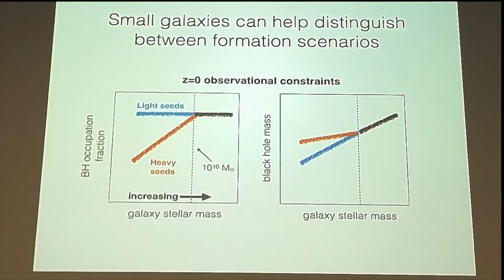And we also expect to see differences in the black hole mass versus galaxy stellar mass relation, depending on how these black holes formed. So small galaxies, and in particular, the fraction of small galaxies that contain a massive black hole, can tell us something about how black holes formed in the very early universe.